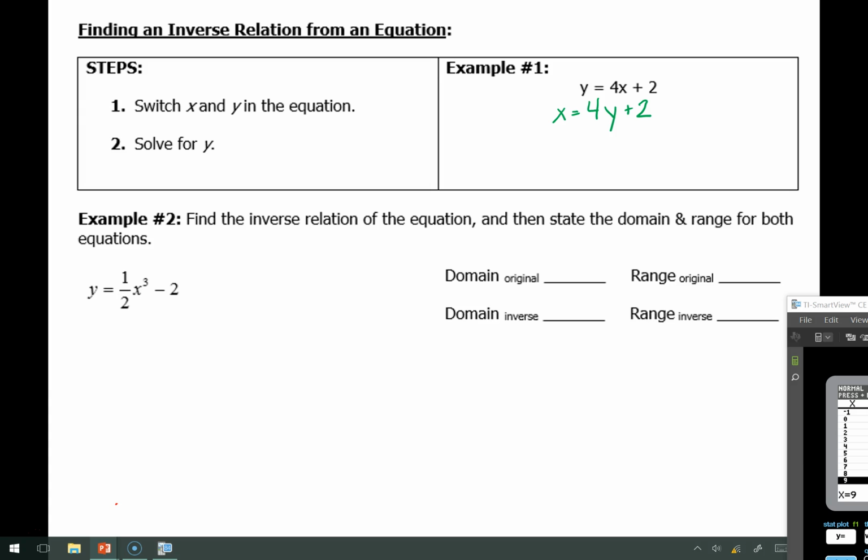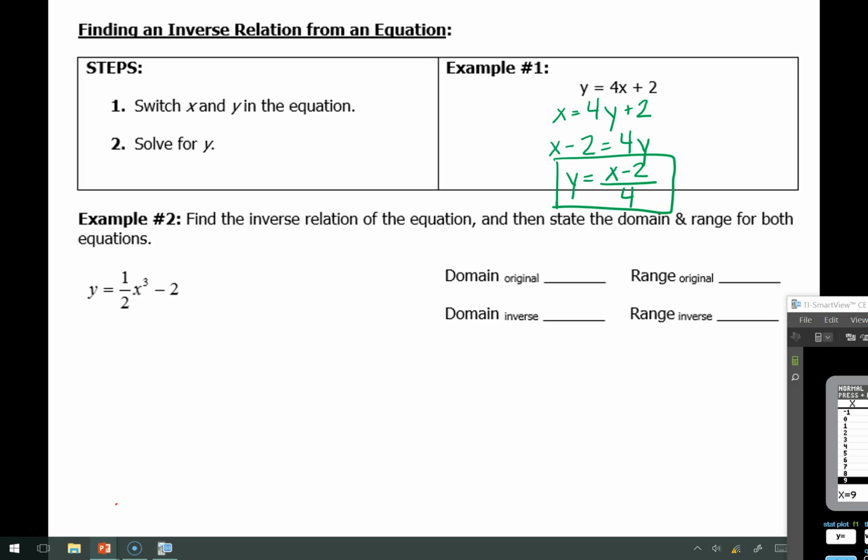Now I'm going to solve for y to get my new equation, my inverse equation. So I'm going to subtract 2 from both sides, and then I need to divide by 4 on both sides. I'm also going to write this as y is equal to rather than the other way. So y is equal to x minus 2 divided by 4. And this is my inverse equation because it flips the x's and the y's.